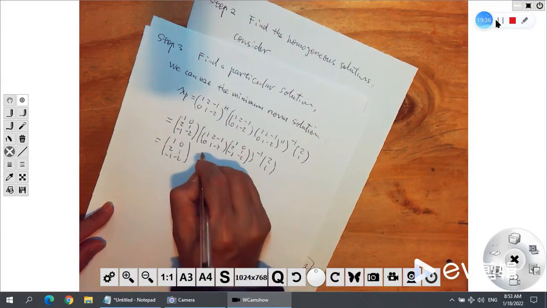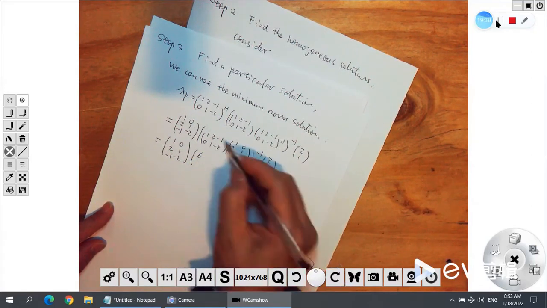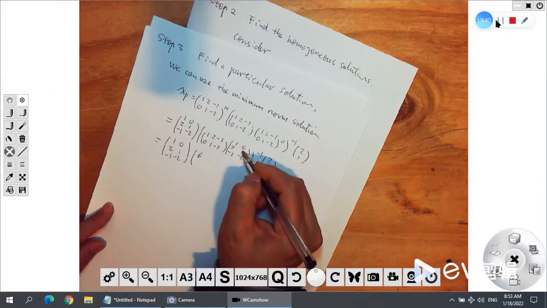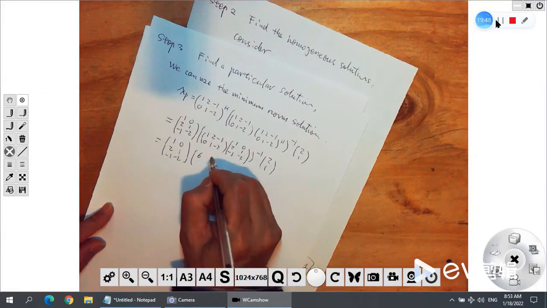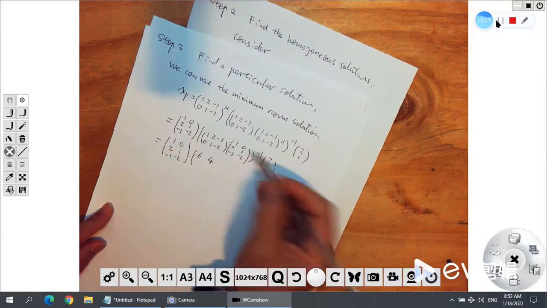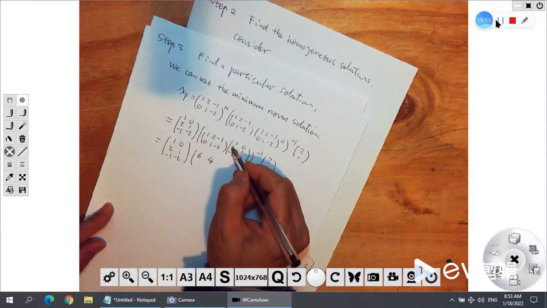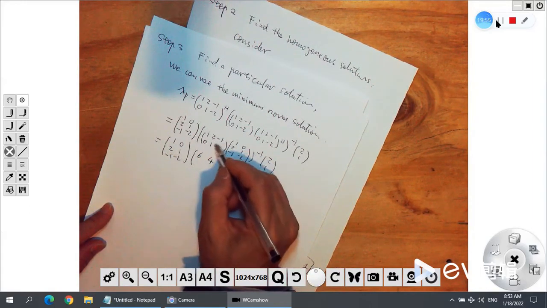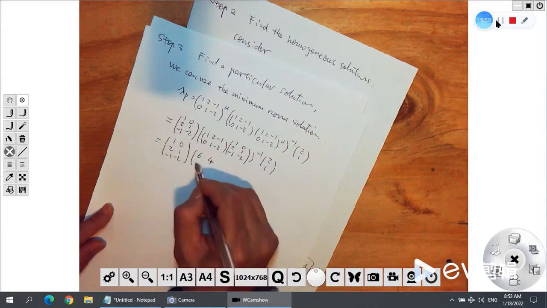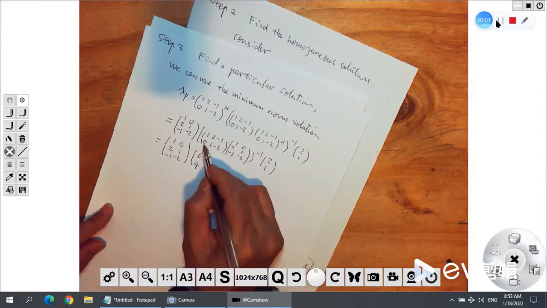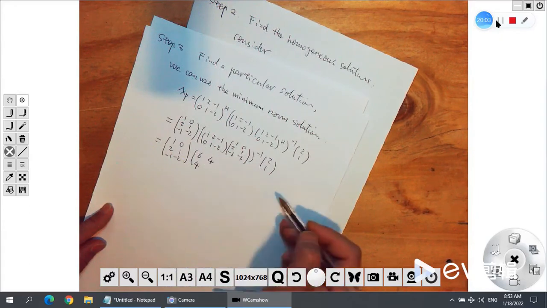So 6. Then 1, 2, negative 1 with 0, 1, negative 2, I get 0, 2, positive 2, so 4. And then 0, 1, negative 2 with 1, 2, negative 1, I have 0, 2, 2, which is also 4, the same as this one.